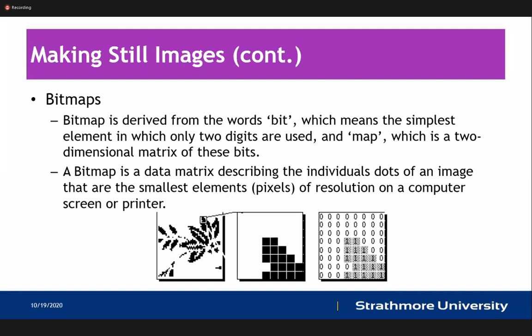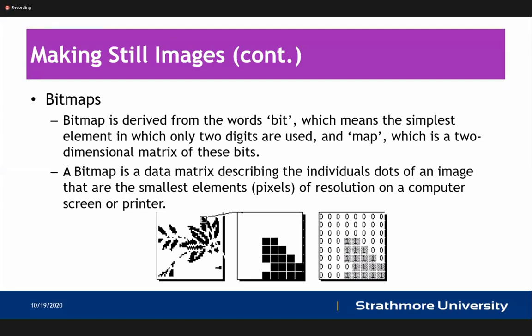The word bitmap comes from the word bit, which basically means the simplest element, in which only two digits are used, the zeros and ones. So you have black and white in most cases, and black will probably carry the one and white the zero. And then the map, which is the two-dimensional matrix of the bits, so they are represented on the x and y axis.